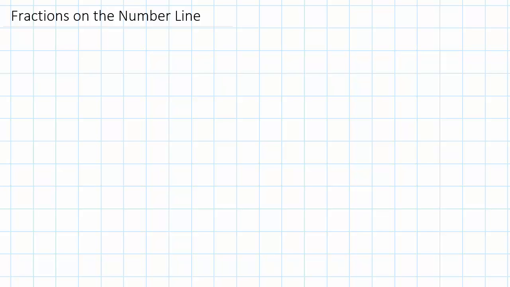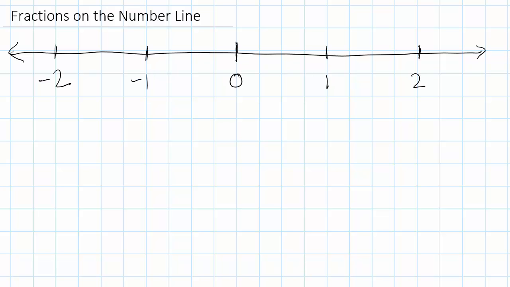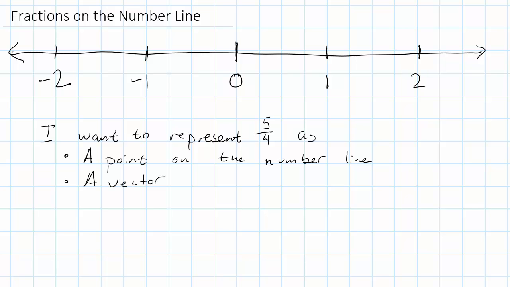All right, so we know how to understand a fraction as a count of objects. How do we understand a fraction as a point on the number line? So here's a number line. Let's say I wanted to represent the fraction 5/4 as a point on the number line and as a vector.